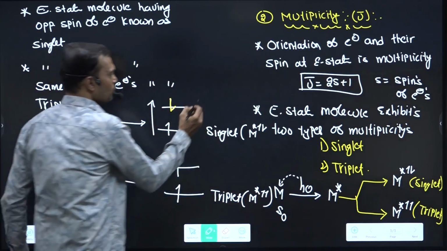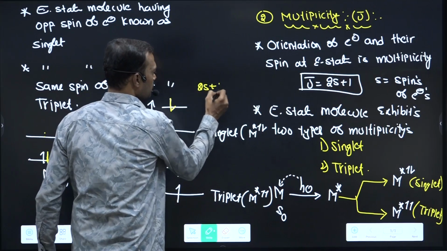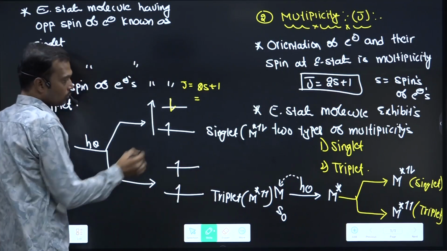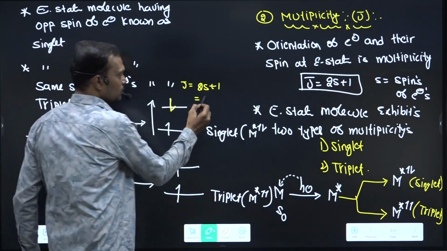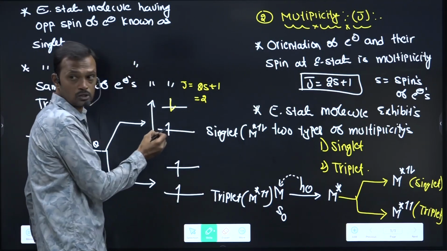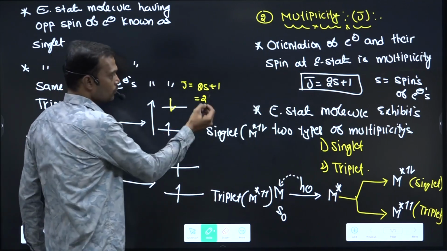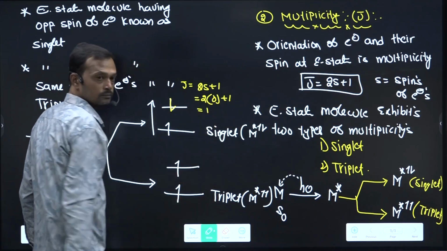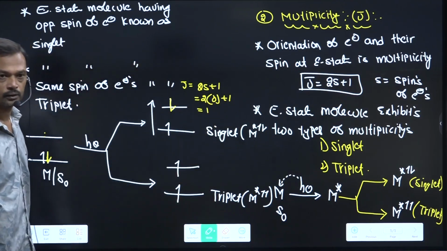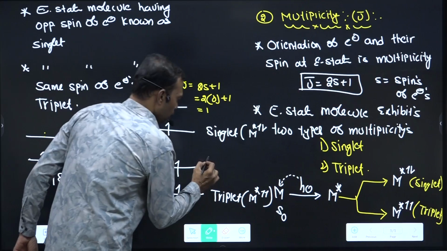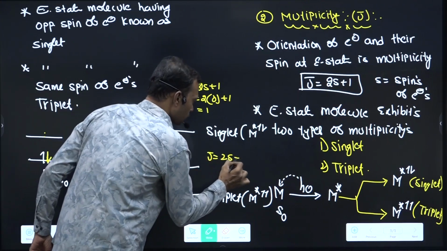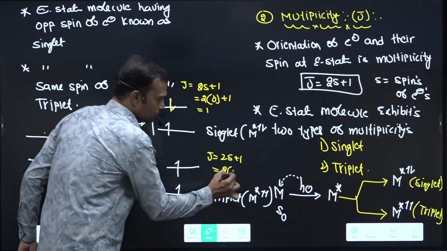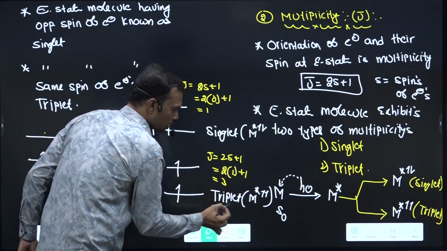Apply the 2S plus 1 formula for this. Multiplicity is equal to 2S plus 1. What about S here? It is the spin of the electrons: clockwise is plus, anti-clockwise is minus. So the sum of these two electrons is 0, and finally multiplicity is 1. That's why it is called singlet. If you apply the 2S plus 1 formula to the triplet, S is plus 1, so 2 plus 1 is 3. That's why it is called triplet.